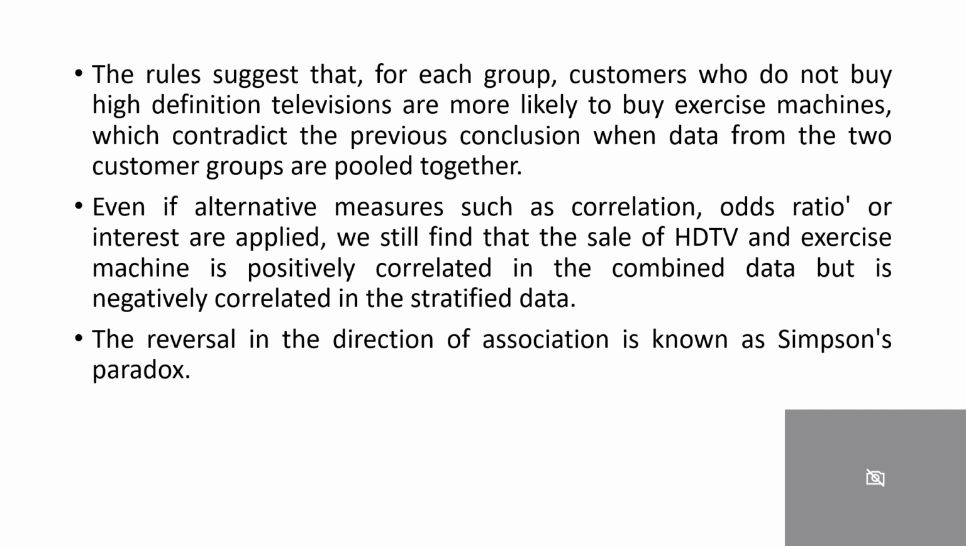So even if you apply other formulas other than confidence, if you remember, correlation is there, odds ratio is there, interest factor is there. Even if you apply those formulas, you will find that the sale of the HDTV and exercise machine is positive in the combined data, that is the aggregated data. But when the data is divided between college students and the working adults, you find that the relationship is negative. This reversal is called Simpson's paradox.